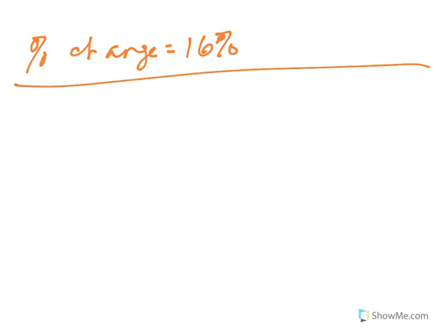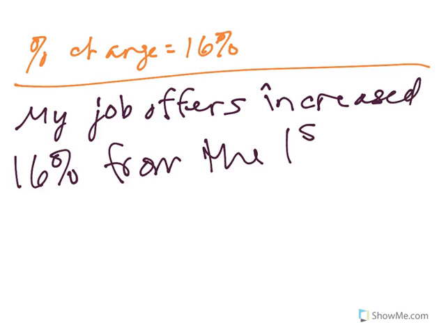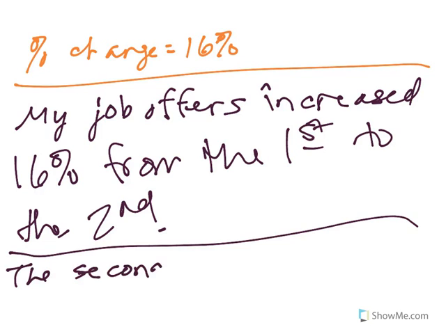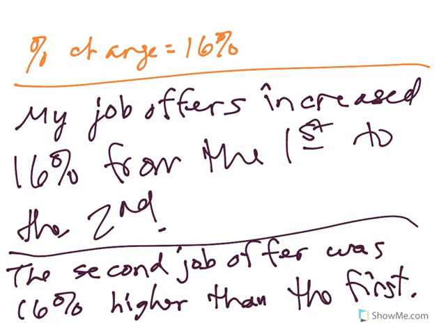Well, quite simply, my job offers increased 16% from the first to the second, right? Something like that. You could also say the second job offer was 16% higher than the first. These are basically the same thing. We're talking about an increase. Something was higher. That's what you're talking about. From the first to the second, higher than the first.